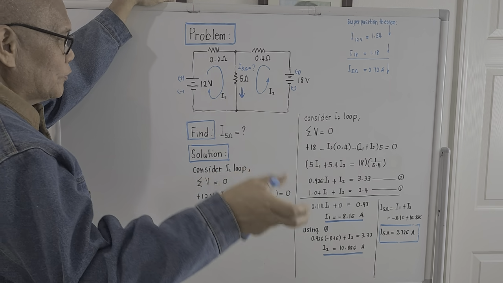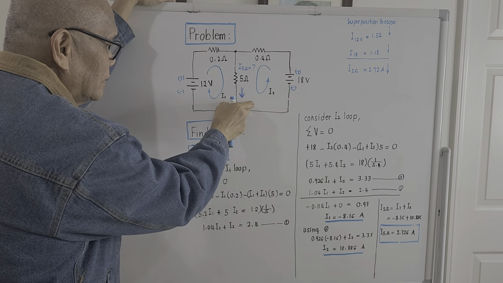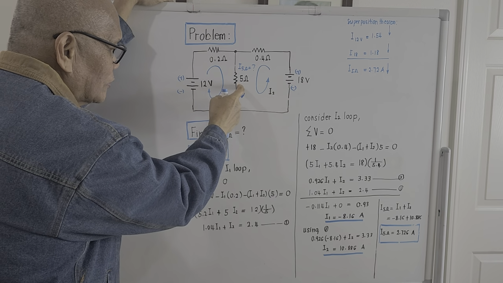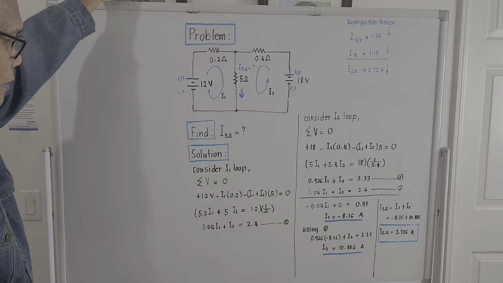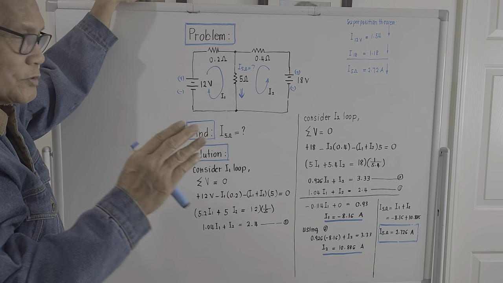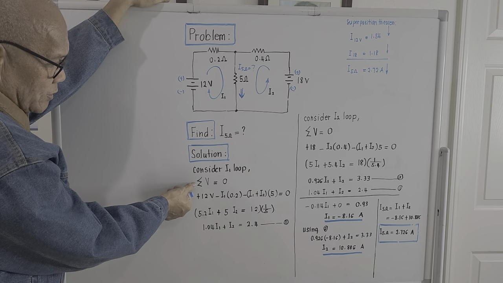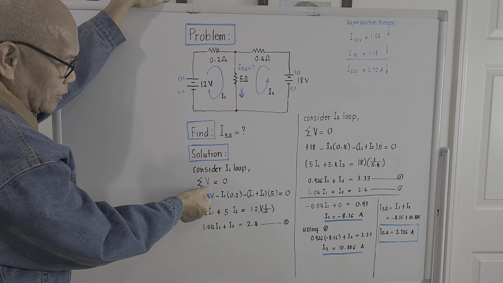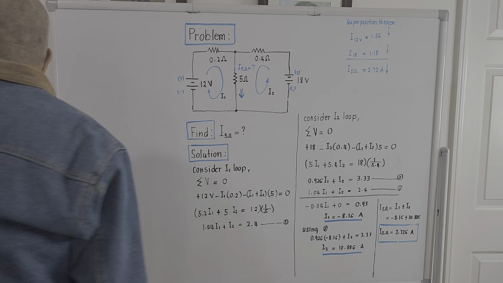As soon as we compute the values of I sub 1 and I sub 2, we just take the summation, and that will be the total current passing through the 5 ohm load. Let's consider the I1 loop. For Kirchhoff's voltage law, the notation is the sigma of V, and this should be equal to 0.